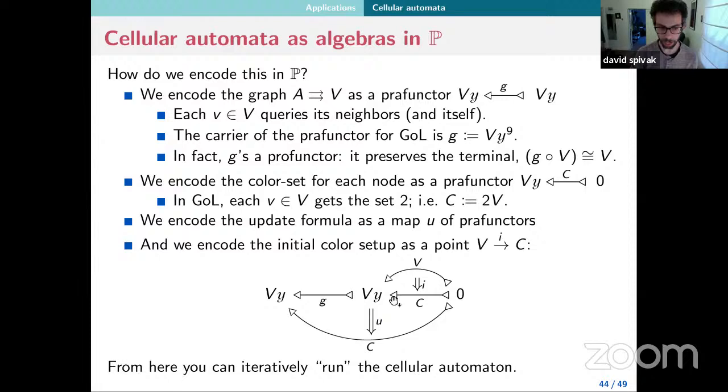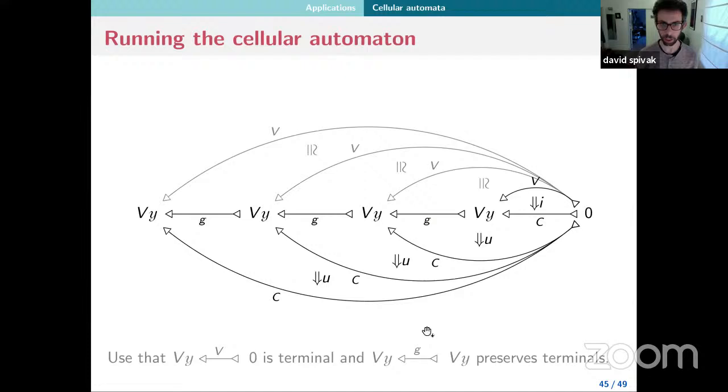That's that there. And then we can iteratively run the cellular automata, which I'll show you on the next page in this kind of crazy looking diagram here. So I drew in gray the fact that when I take V mapping to C, when I take V and compose it with these profunctors G, we get V again. So V, V, V, we just get the terminal object every time. But on the bottom is where the interesting stuff is happening.